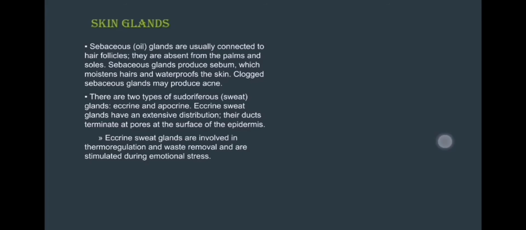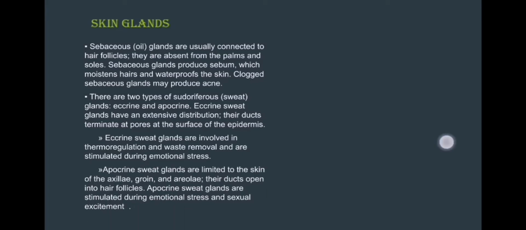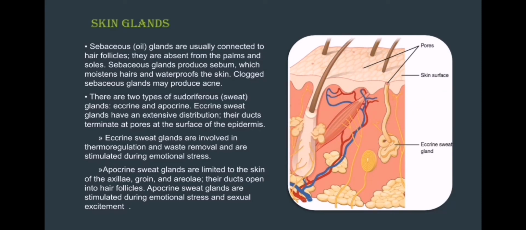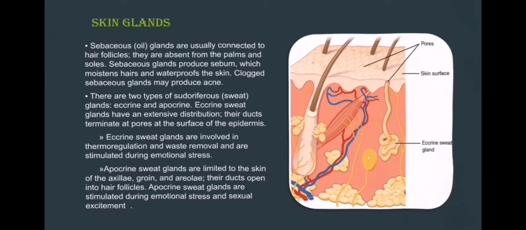While the apocrine sweat glands are limited to the skin of the axilla, groin, and areola. Their ducts open into hair follicles. Apocrine sweat glands are stimulated during emotional stress and sexual excitement. So para mas maintindihan, ito yung sweat na nilalabas ng ating armpit, ng may bandang singit, and sa ring na nakasurround sa nipple. Sorry for the word. And then continue tayo sa nails.